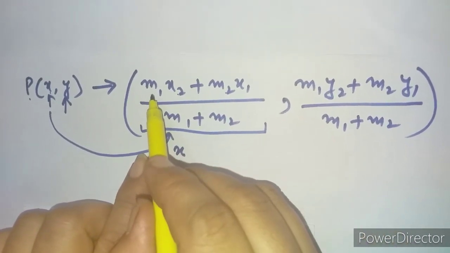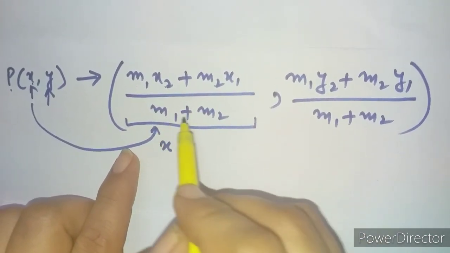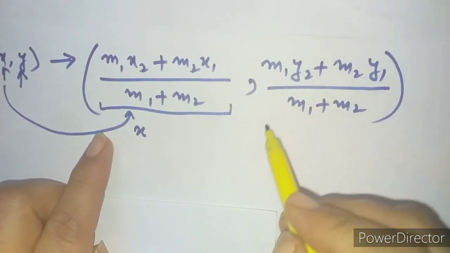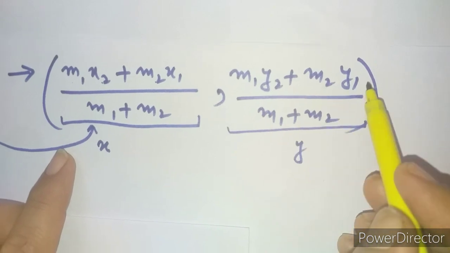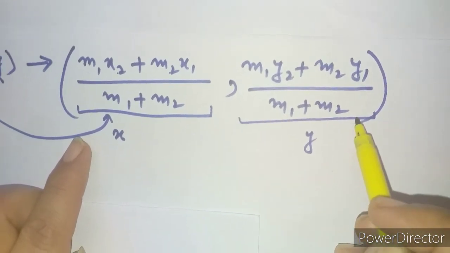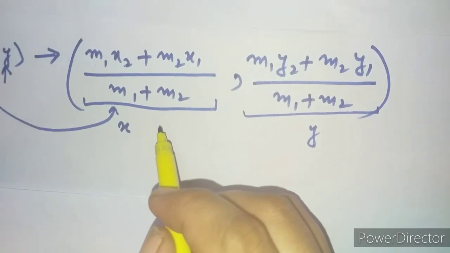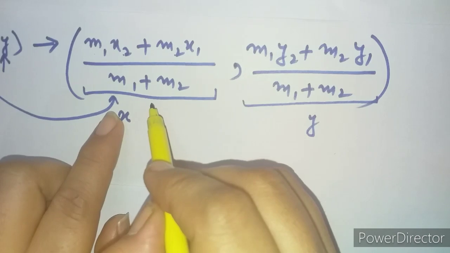Again, check. The value of x is m1 x2 plus m2 x1 upon m1 plus m2, and the value of y is m1 y2 plus m2 y1 divided by m1 plus m2. Okay, students, please try to learn the formula, and see it is in the form of numerator upon denominator.